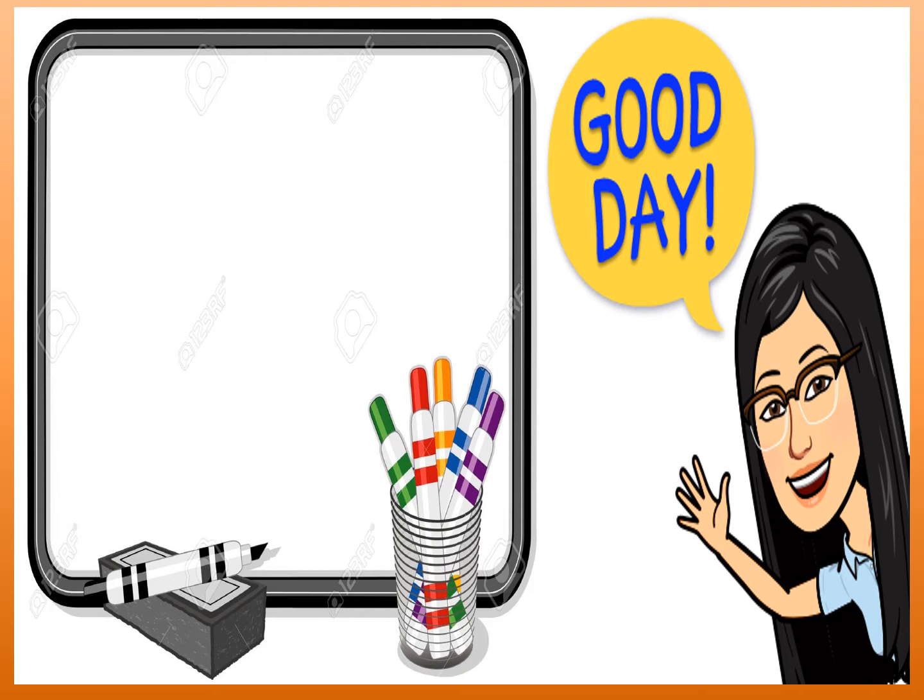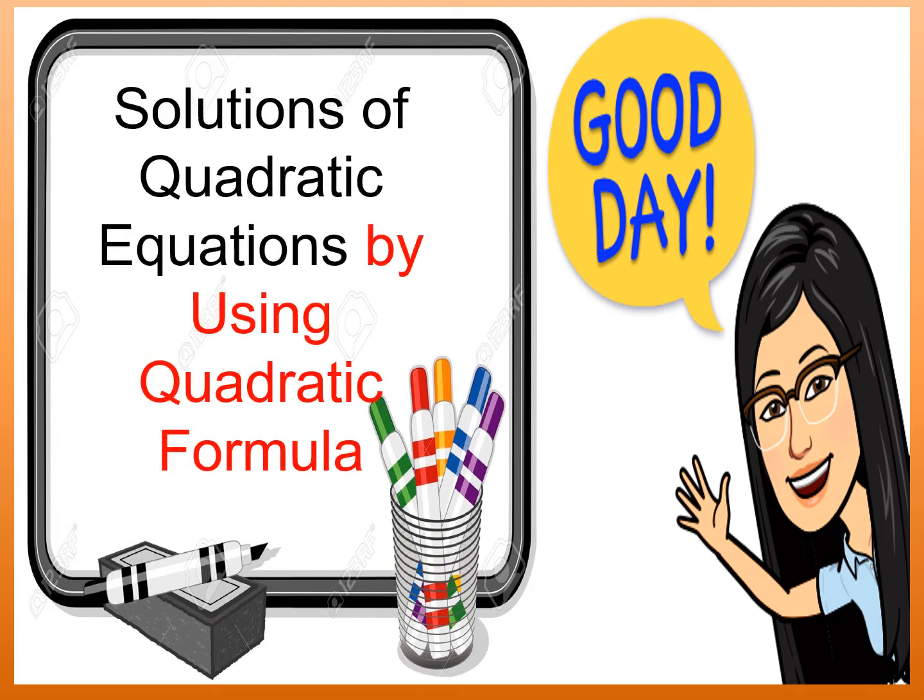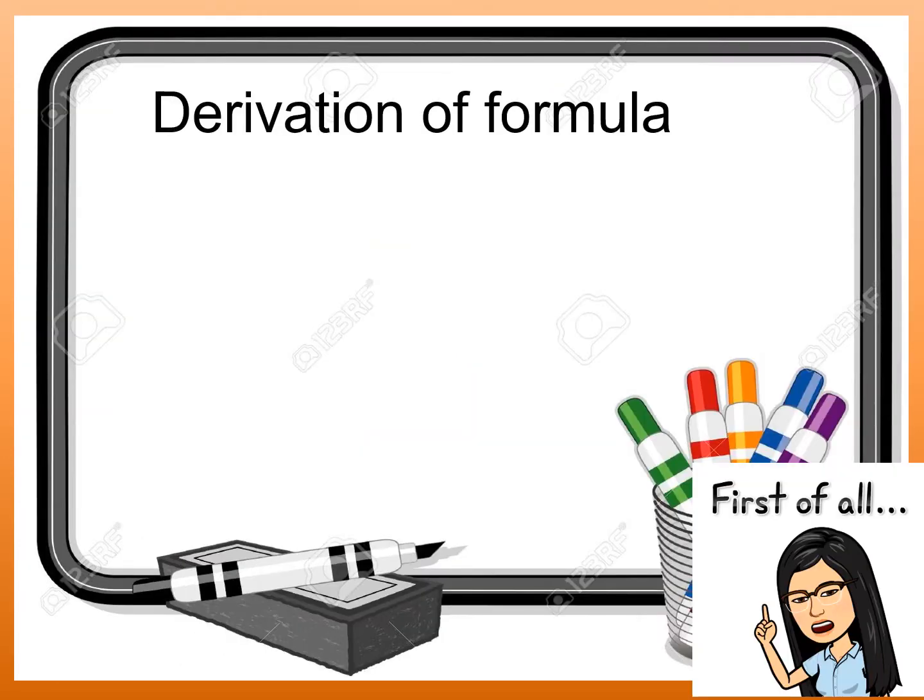Today, our discussion is about the solution of quadratic equation by using the quadratic formula. First of all, let us derive the formula. Using the equation ax squared plus bx plus c equals 0, let us follow the steps in completing the square.